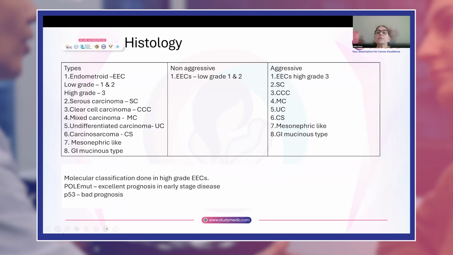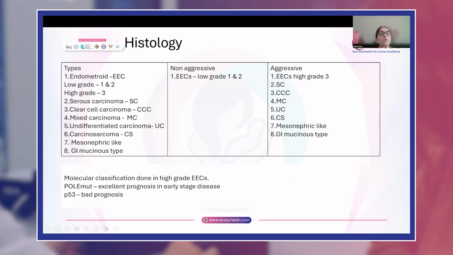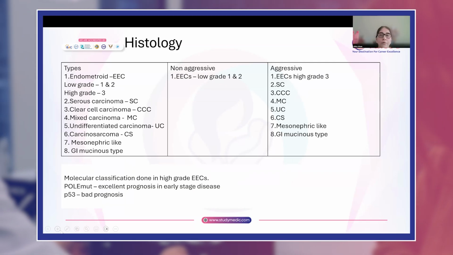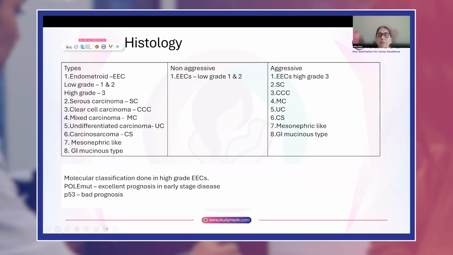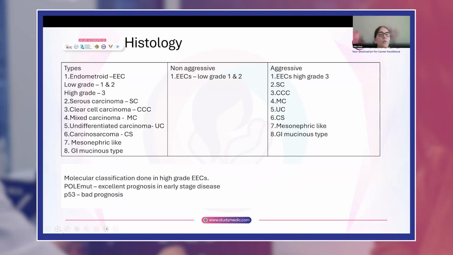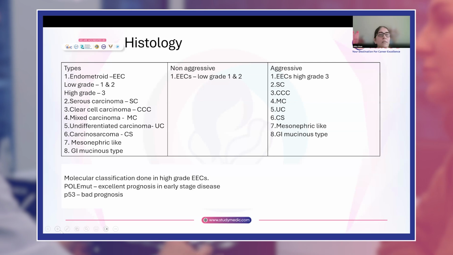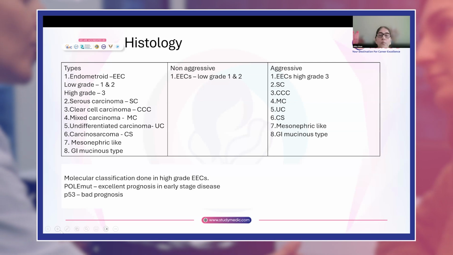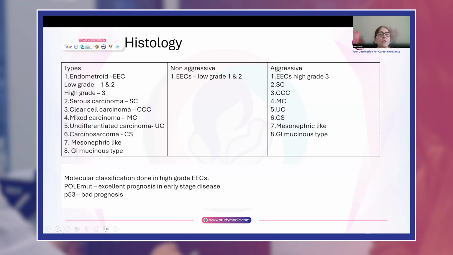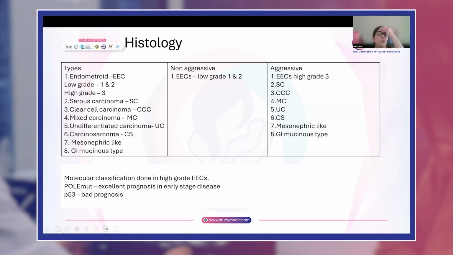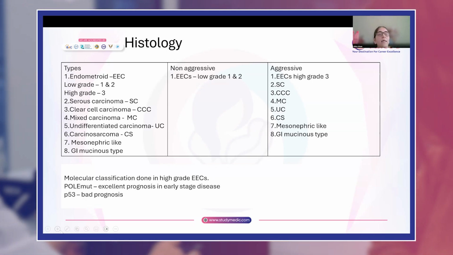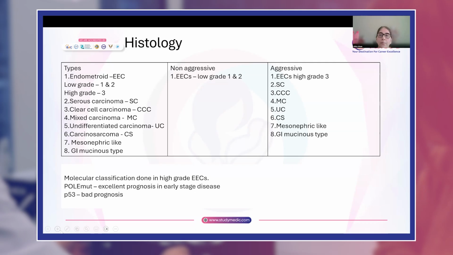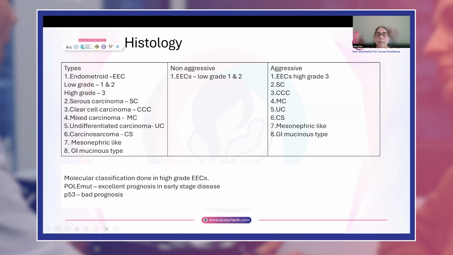Now coming to the histological types. So the types that you have: endometrioid, called EEC, low grade and high grade. So 1 and 2 are low grade, high grade is 3. Serous carcinoma, clear cell carcinoma, mixed carcinoma, undifferentiated carcinomas, carcinosarcoma, mesonephric-like, and gastrointestinal mucinous type. These are the other histological types.